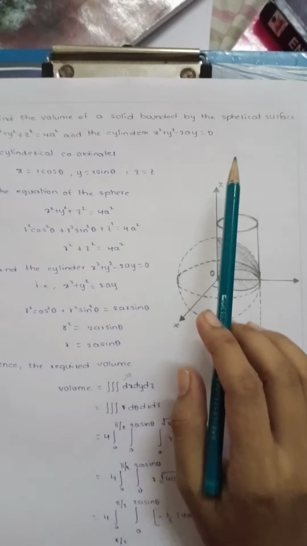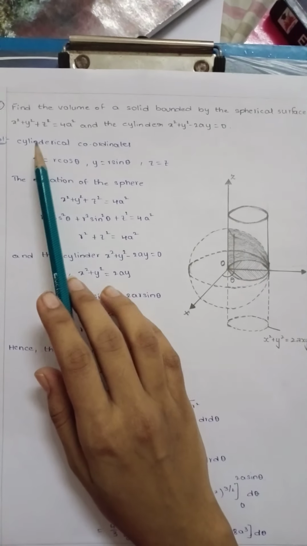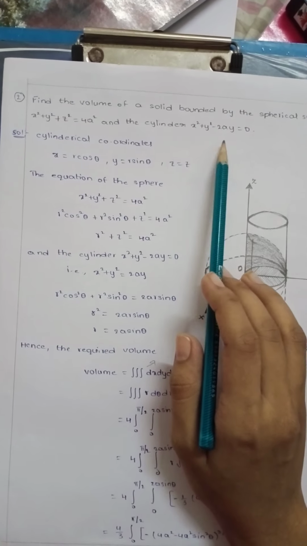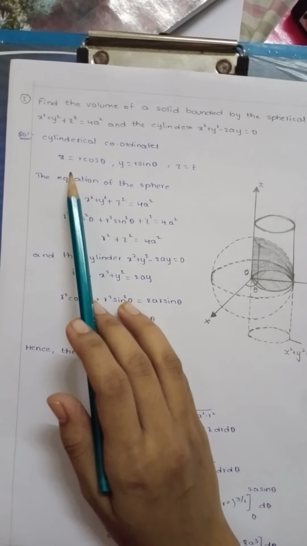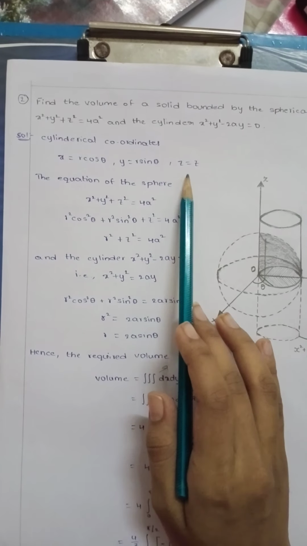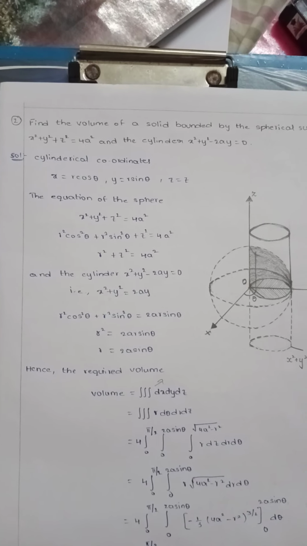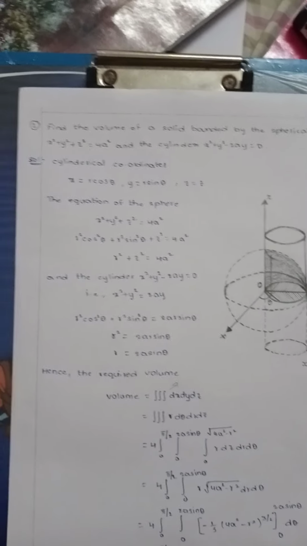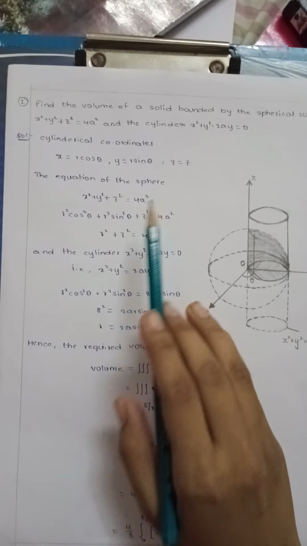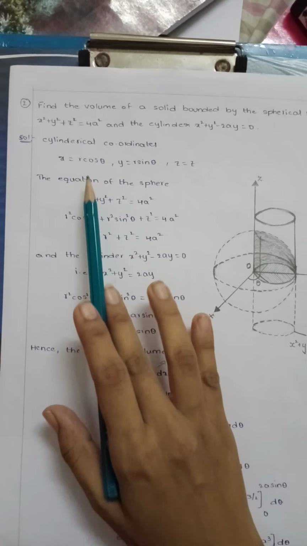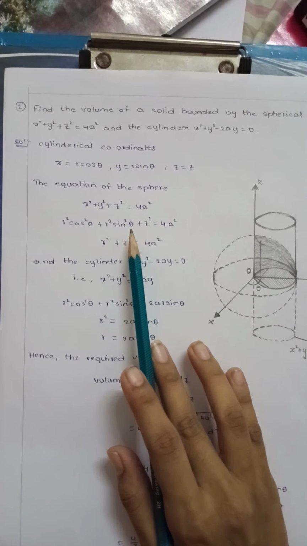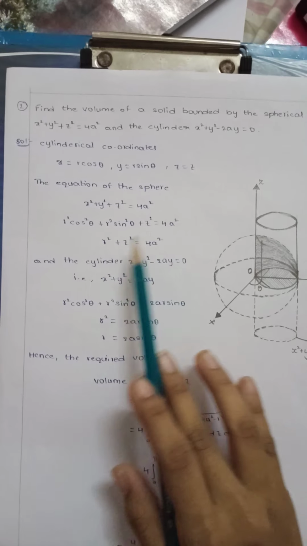Find the volume of the solid bounded by the spherical surface x square plus y square plus z square is equal to 4a square and the cylinder x square plus y square minus 2az is equal to 0. Cylindrical coordinates: x is equal to r cos theta, y is equal to r sin theta, z is equal to z. The equation of the sphere x square plus y square plus z square is equal to 4a square. If we substitute this x, y, z in this, then we get r square cos square theta plus r square sin square theta plus z square is equal to 4a square.